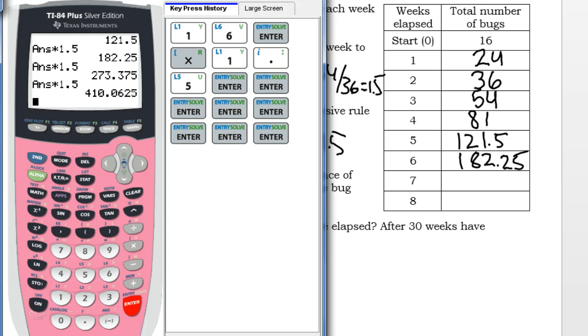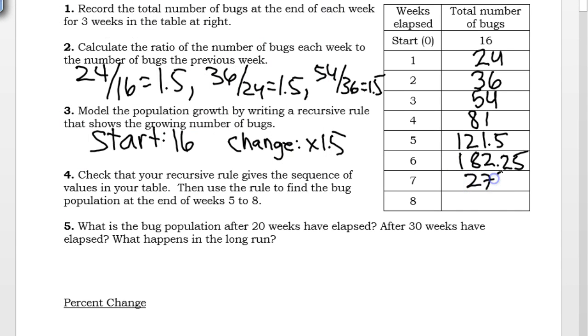I'm going to start rounding these. I'll just say 273 and 410. So we can see that left unchecked, the bug population will continue to grow and grow and grow.